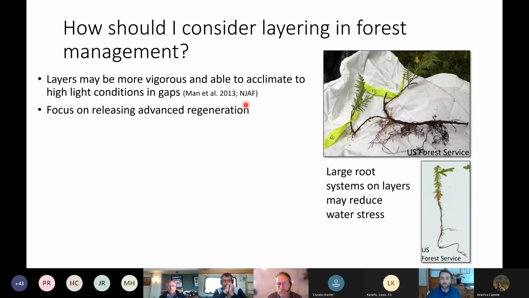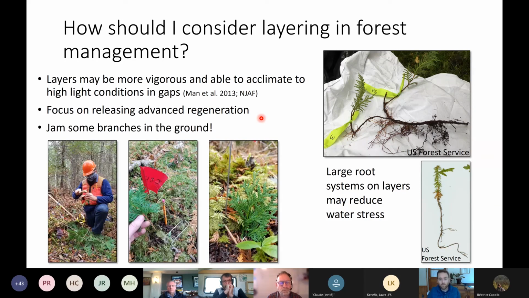This also suggests that when you're managing for northern white cedar, if 85% of your regeneration is going to come from layers, at least in our current state, you may want to focus on advancing and releasing advanced regeneration rather than depending purely on regeneration from seed production. And so we're going to help explore some of that.